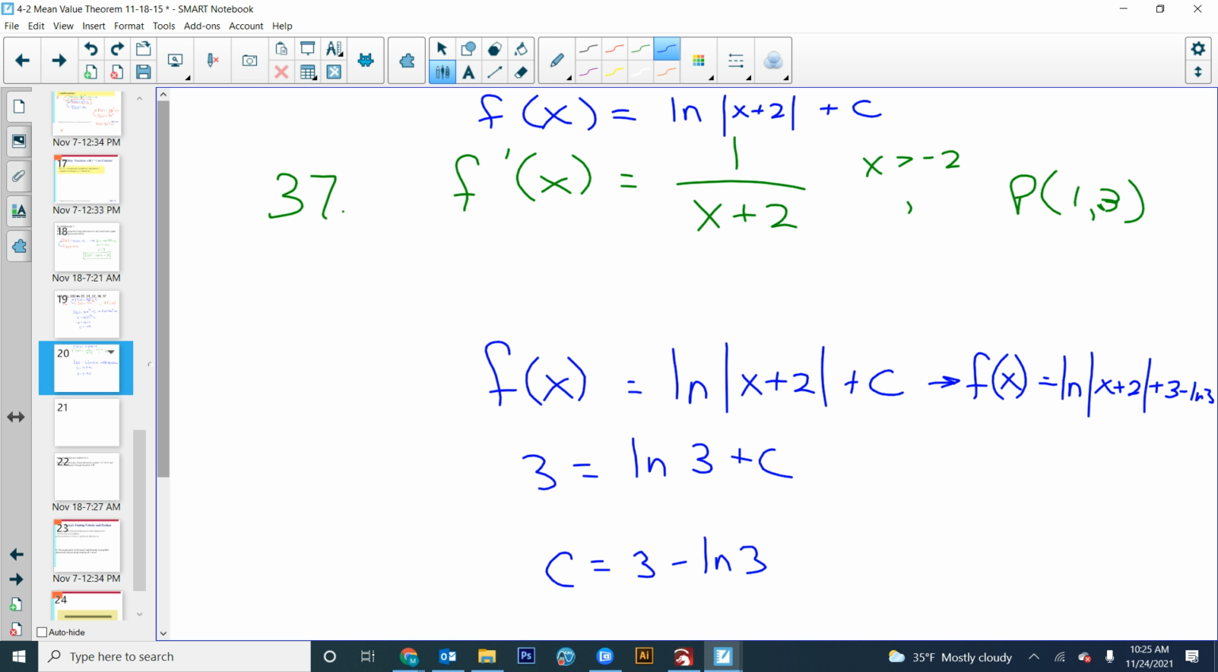That's the derivative. What's the domain of ln of absolute value x? Nope. What's the derivative of ln of x plus 2?